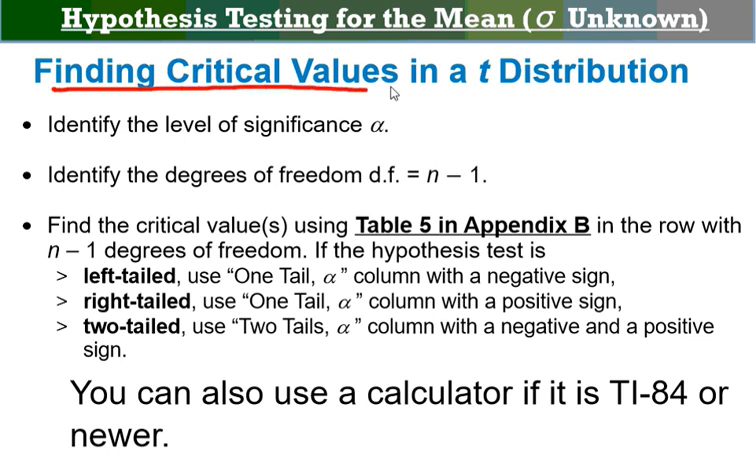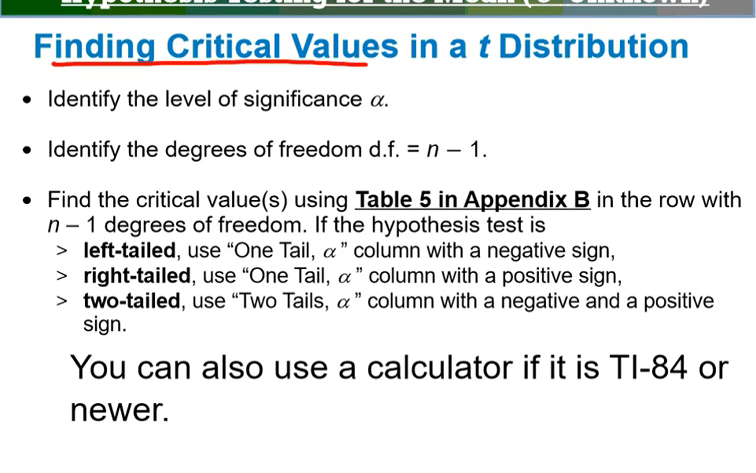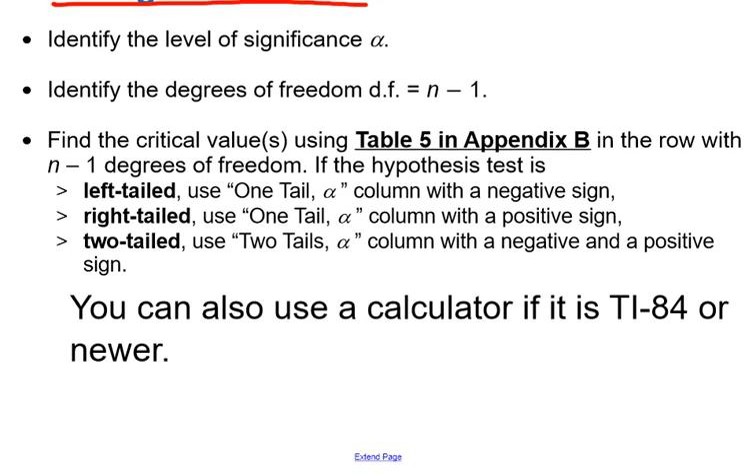The first thing you need to do is define your level of significance, which inherently is related to your confidence level. Identify the degrees of freedom, which is always one less than the sample size, and then based on whether it's a left-tailed, right-tailed, or two-tailed, calculate your critical values. If you have an older calculator, so a TI-83 or older, you're going to need to be using table 5 in appendix B. I'll show how that works. If you have a TI-84 or newer, the calculator has the built-in inverse t distribution program that you can use.